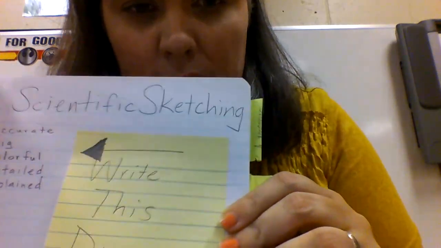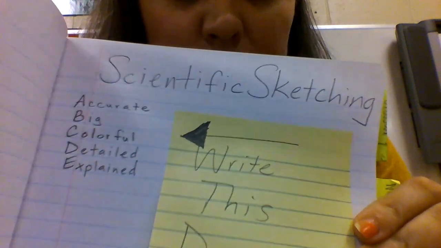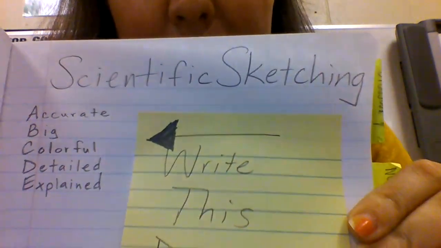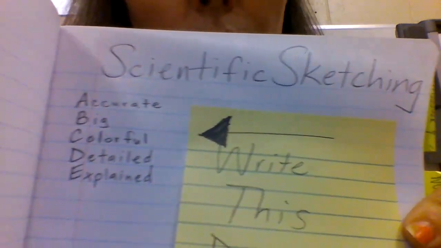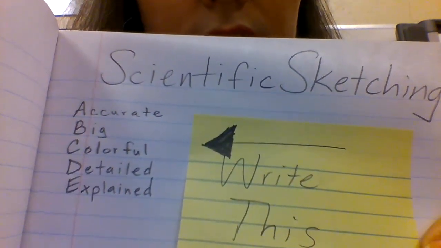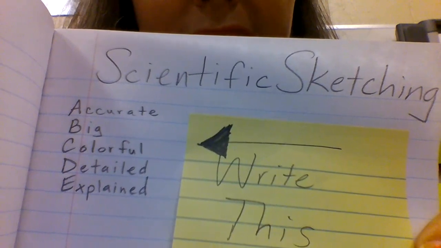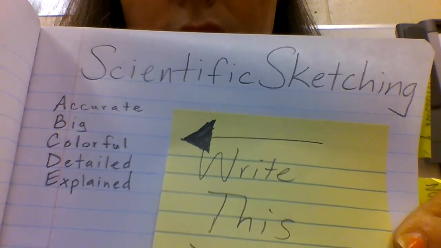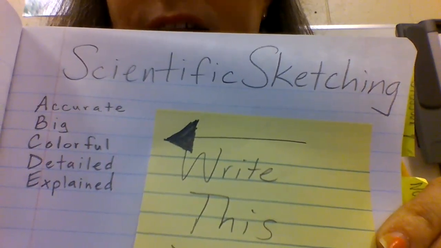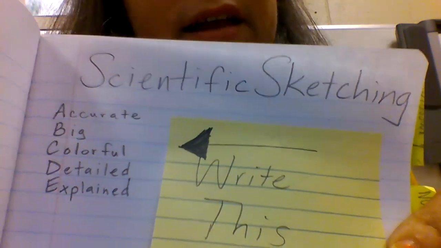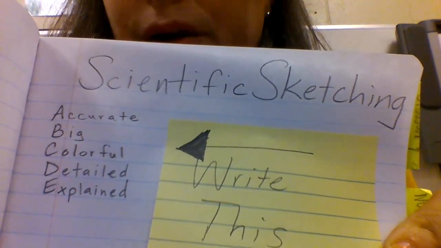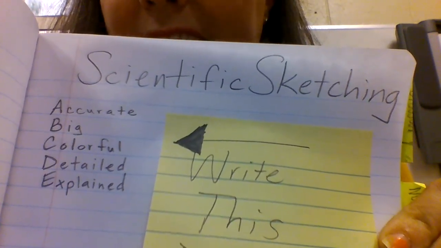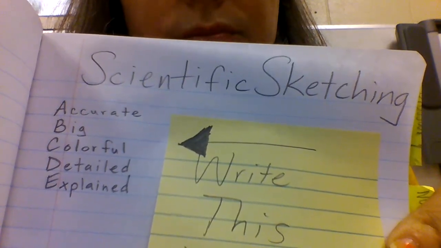All right, and I'm going to sit a little closer. And you can pause me right here because I want you to write down what the letters actually mean. The A stands for accurate. Scientific sketches have to be accurate. They have to be true to life because we're not drawing pink elephants on parade or clouds or anything like that. We are drawing things as they actually are in nature.